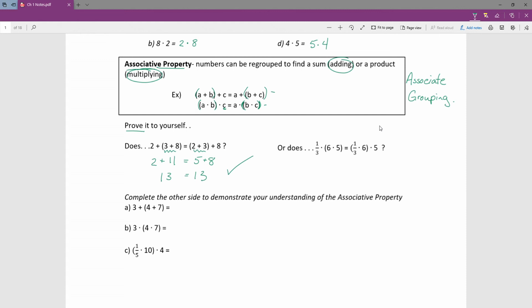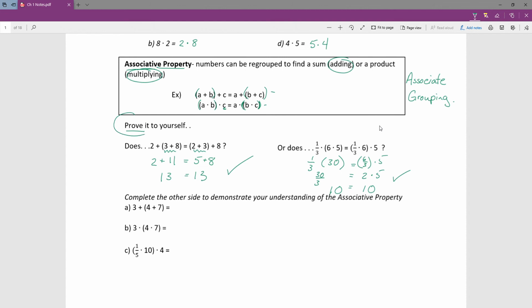Good old fractions in this one. So if I were to do this one, trying to illustrate the associative property of multiplication this time, I'm going to do what's in the brackets first. So 1/3 times 30 on this side. If I do the math on that one, and you can flag me down in the comments or ask if I went too fast on this, we'd have 30 over 3 or 10 on this side. If I do it on the other side, I'd have 6 times 1/3 first, so it'd be 6 over 3 times 5, or that's really 2 times 5, and that's also 10.